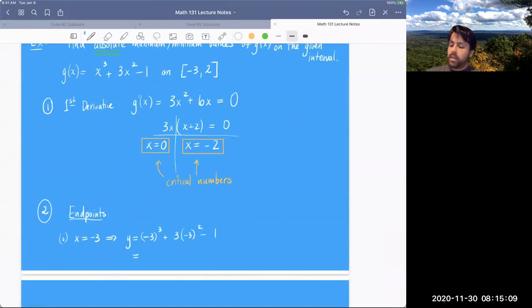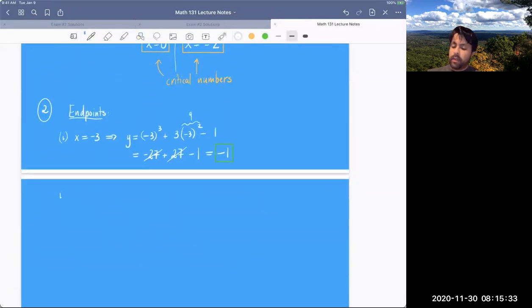-3 cubed is -27 plus -3 squared is 9, so 3 times 9 is 27. And I'm subtracting 1. So the -27 and 27 cancel and I get -1. So that's the y value when my x value is -3. And I'm just going to leave that for now.